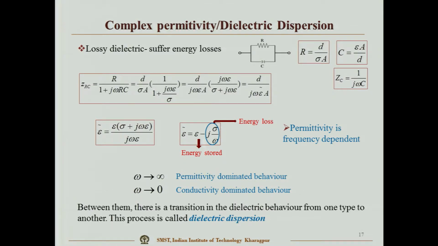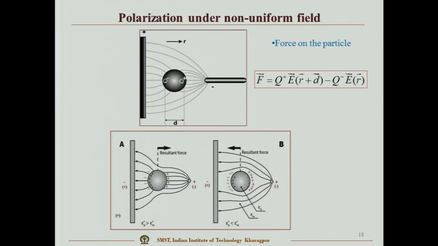And now, in the complex permittivity you have an omega term. So, omega tending to infinity means permittivity dominated behavior. If omega tends to 0, then conductivity dominated behavior will happen. This is just a small mathematical equation which will be useful later on to analyze the bioimpedance data.